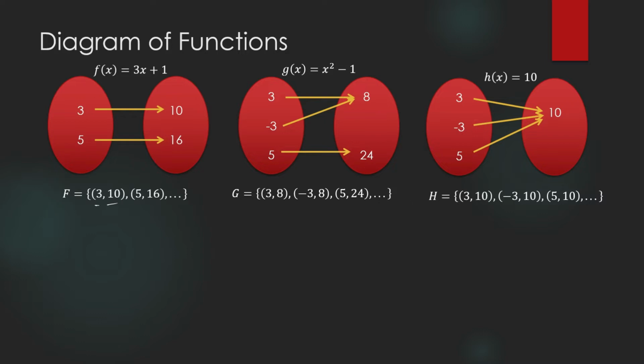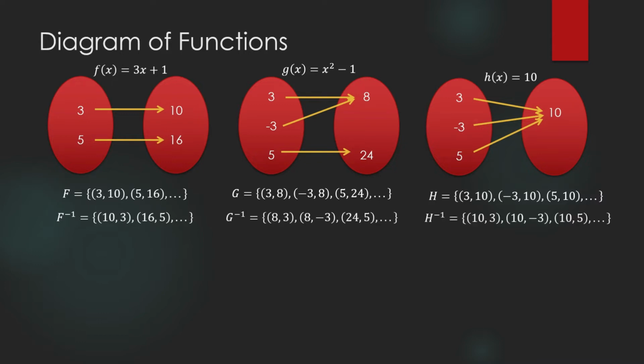Now, this is what we shall do. We will invert the pairing. We will interchange the pairing. So in f inverse, what I'm going to do is this pair here will become this pair. 10 will become the first coordinate and 3 the second coordinate. Here, okay, I will invert this. 16 will become the first coordinate and 5 is the second coordinate. I will do the same for sets g and h. So you call this f inverse, g inverse, h inverse.